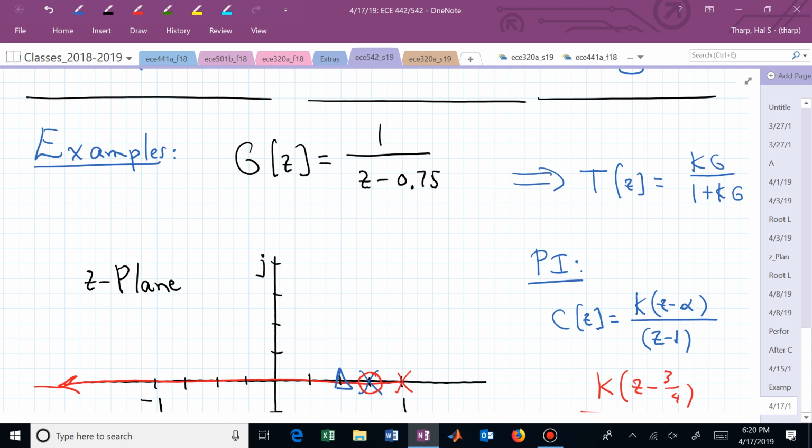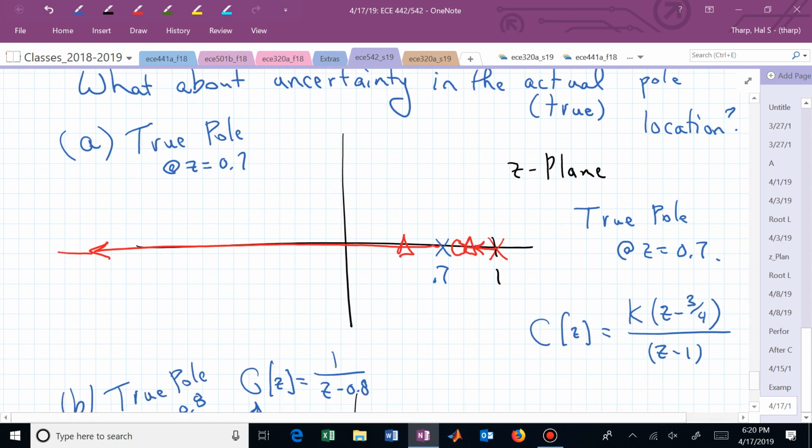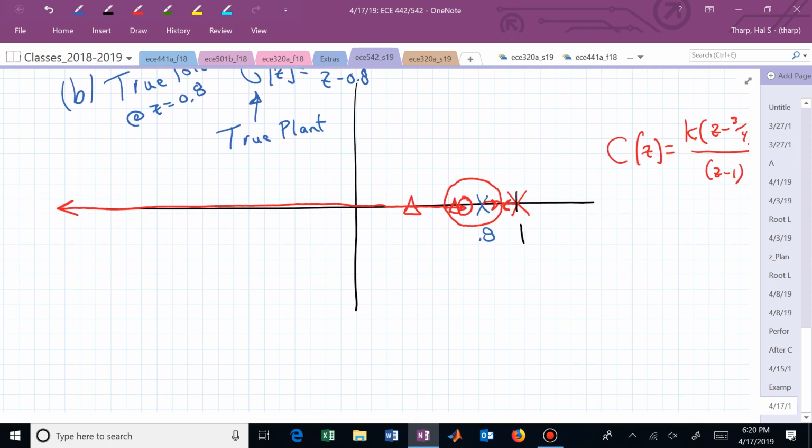Maybe now the true plant had a pole at 0.7. We looked at that one, and okay. We looked at another true plant that it could have been with a pole at 0.8. That gave us the 2 poles and a 0 root locus, and that was okay. So I think I have now tried to explain that this PI controller is a fairly robust controller for a first order plant that has a pole near 0.75.